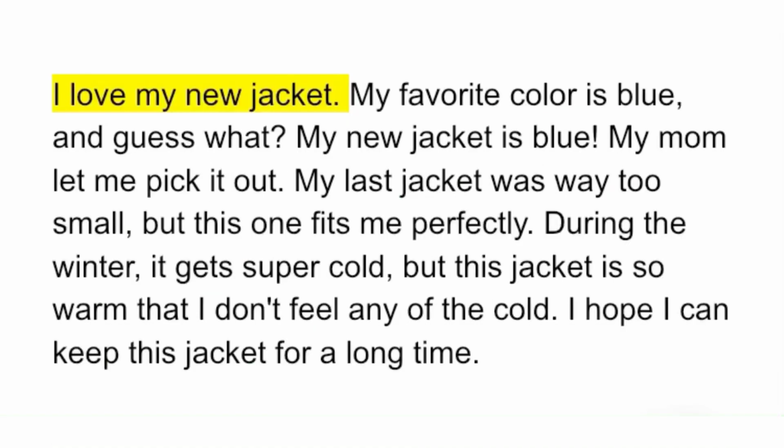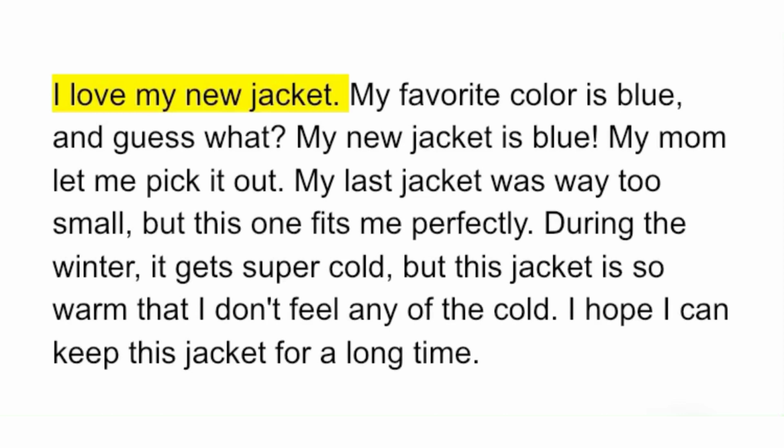Now, just how we found the details for the previous example, we're going to try to do that same thing with a different example. I love my new jacket. My favorite color is blue, and guess what? My new jacket is blue. My mom let me pick it out. My last jacket was way too small, but this one fits me perfectly. During the winter, it gets super cold, but this jacket is so warm that I don't feel any of the cold. I hope I can keep this jacket for a long time.